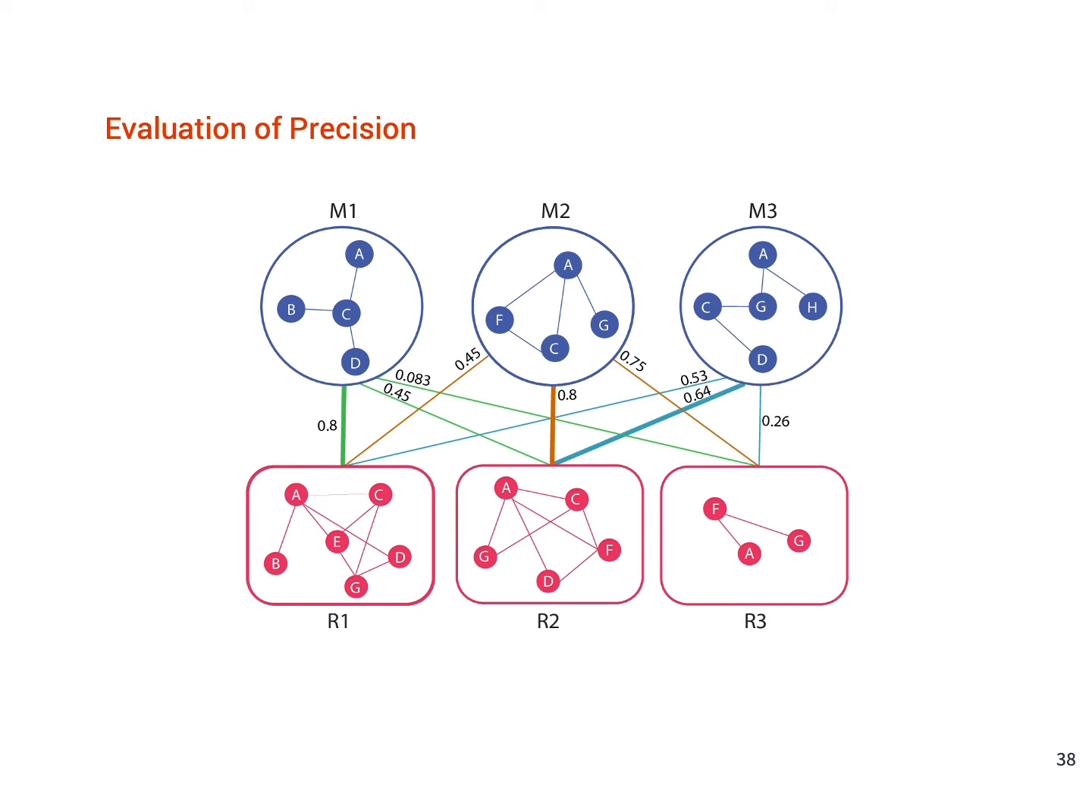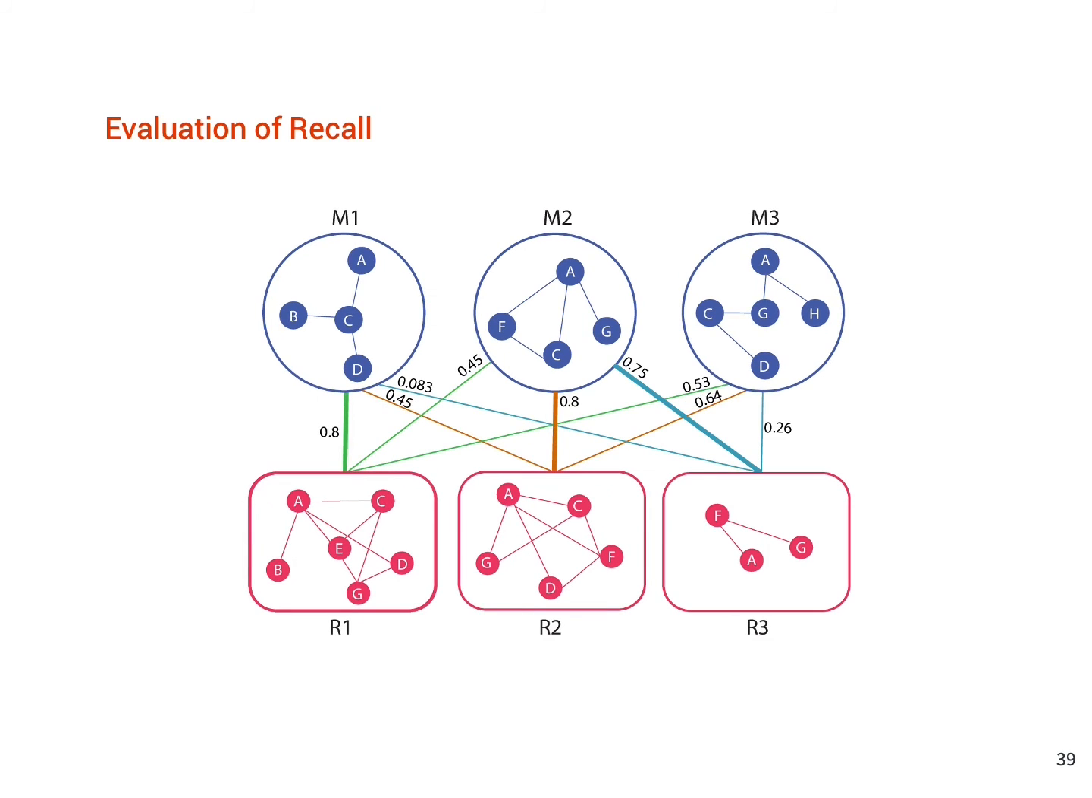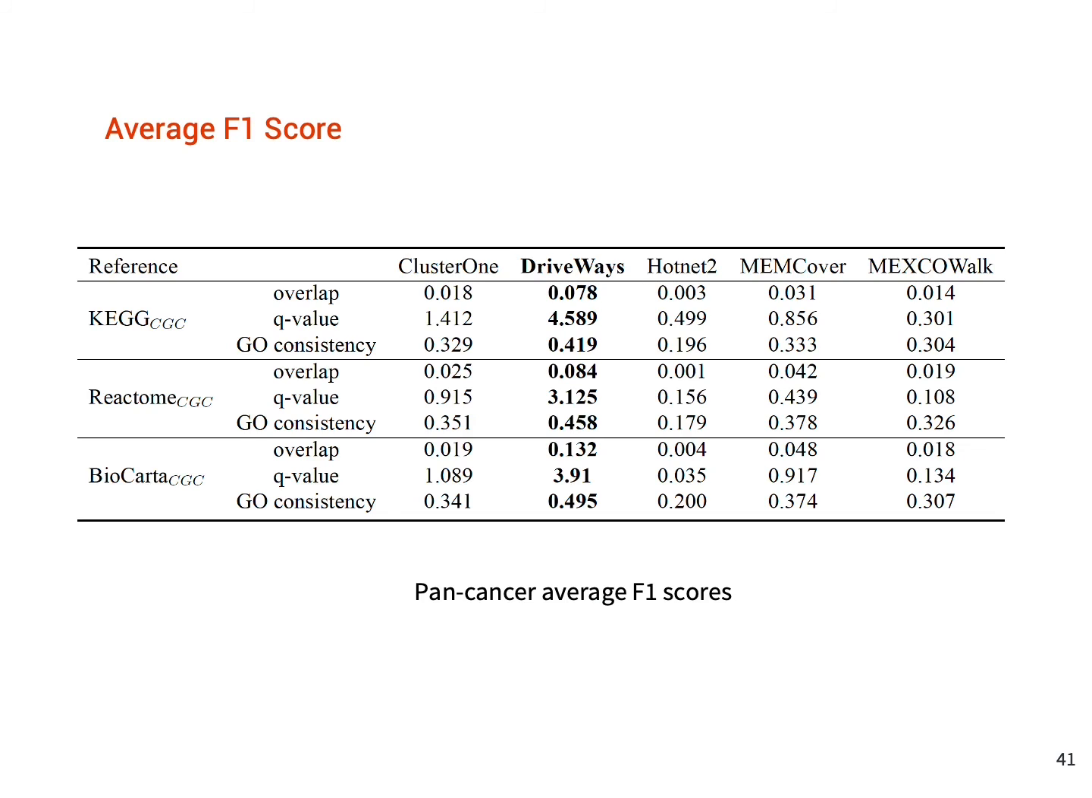We define the precision score as the average of best match scores for each of the predicted modules, and recall as the average of best match scores for the reference pathways. Using the precision and recall scores, we calculate F1 scores. So here's a summary of the scores using different reference pathways and similarity measures. DriveWays outperforms all the methods in respect of F1 score.